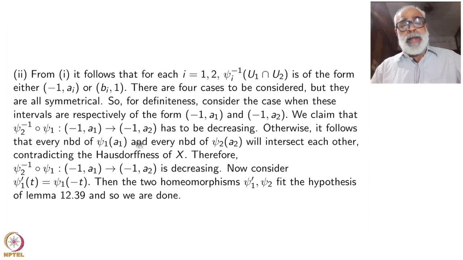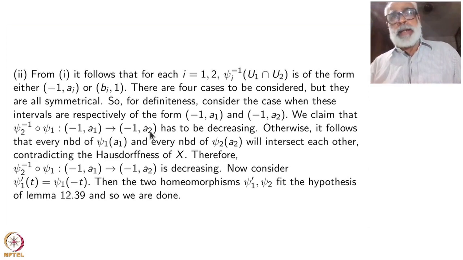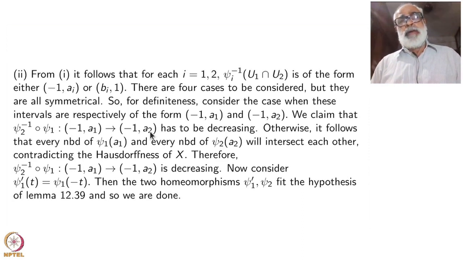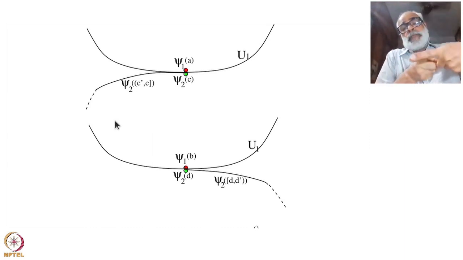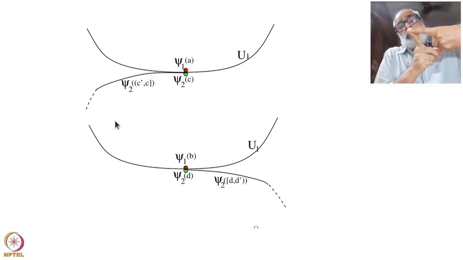If it is increasing, what happens? Similarly, psi 1 of A1 and psi 2 of A2 will be coming very close to each other, but they are different. So the other part will always have a common part in every open neighborhood. There will be open intervals common to both of them. So they will not be separated. That is the meaning of this one. So if they come like this, there's a problem. So it must be decreasing, it should be the other way around. So it should be like that, not like this. This is not allowed. That is the meaning of that picture.